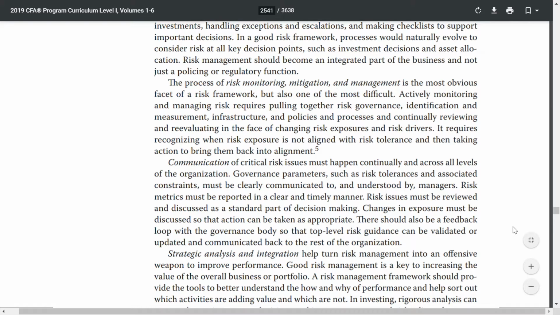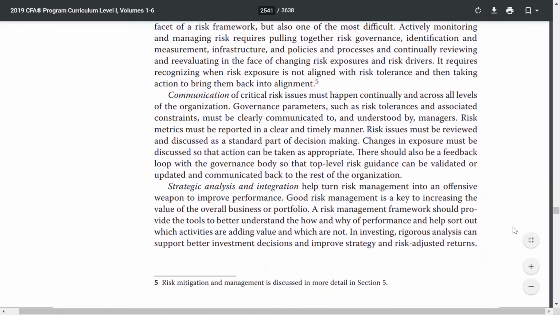Governance parameters, such as risk tolerance and associated constraints, must be clearly communicated to and understood by managers. Risk metrics must be reported in a clear and timely manner. Risk issues may be raised and discussed as a standard point of decision-making. Changes in exposure must be discussed so that actions can be taken as appropriate. There should also be a feedback loop with the governance body so that the top-level risk guidance can be validated or updated and communicated back to the rest of the organization.